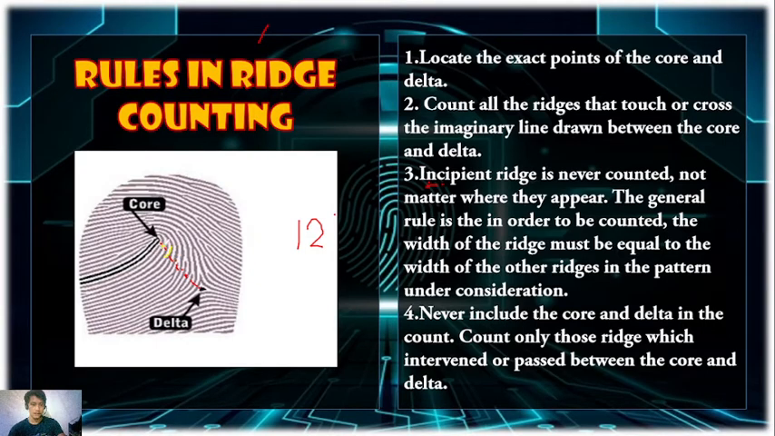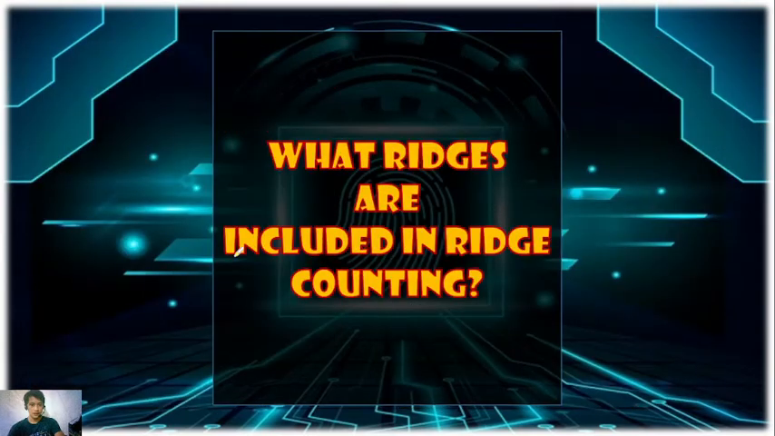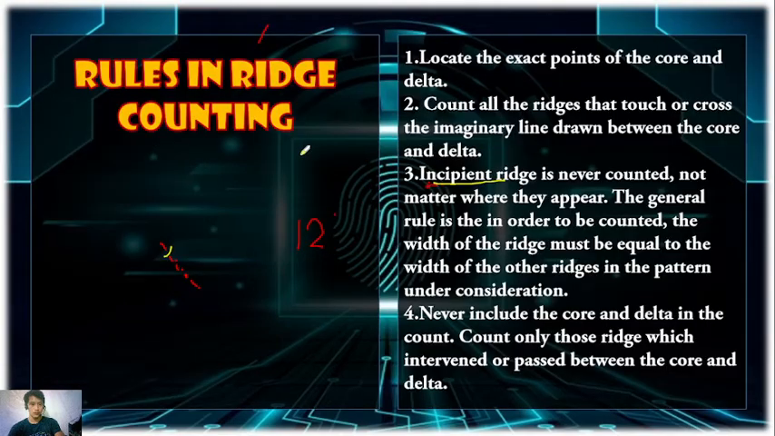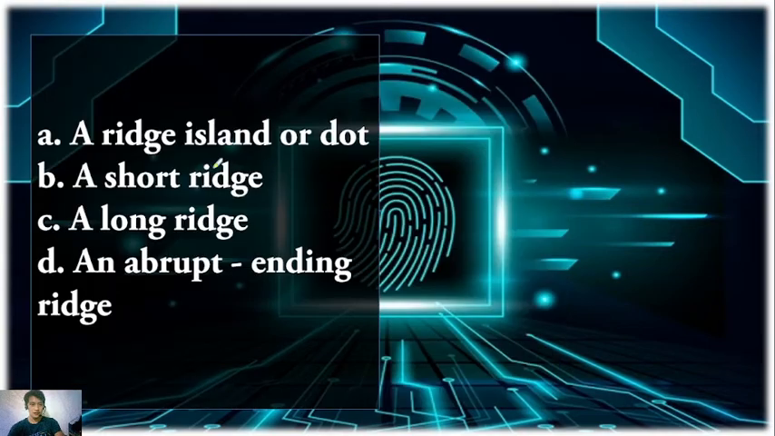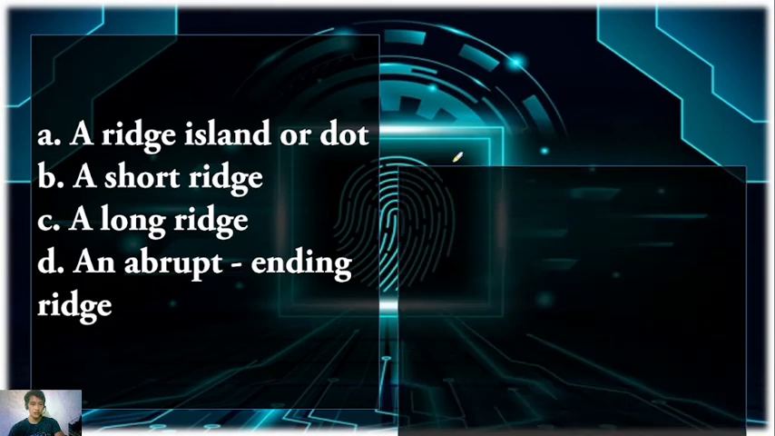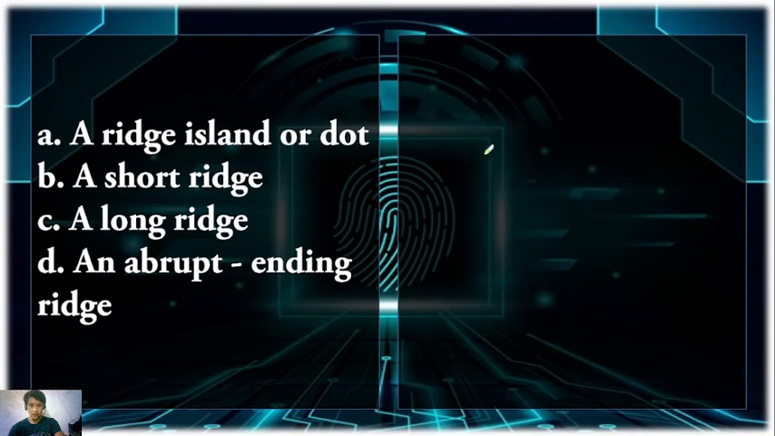So it touches the imaginary line. So again, in the general rule, we are not going to count incipient ridges. Okay, so with that, what ridges are included in ridge counting? It's an addition to the rulings on ridge counting. It says in here that those included in ridge counting could be a ridge island, or if not, a dot.